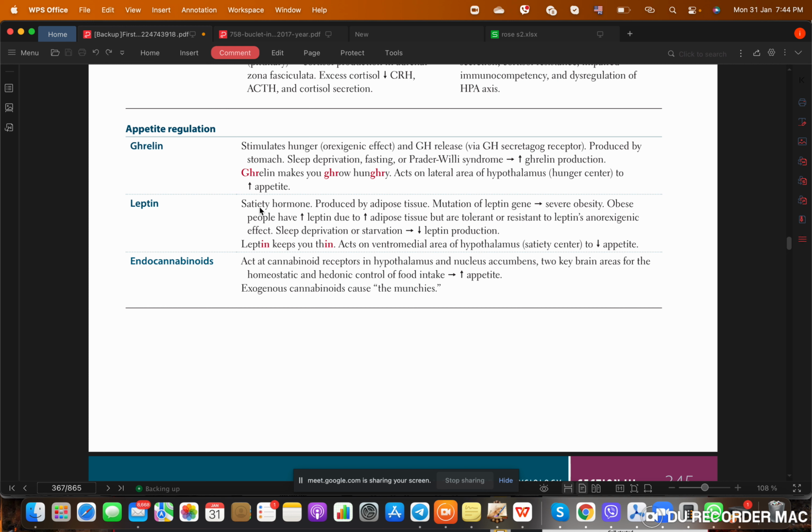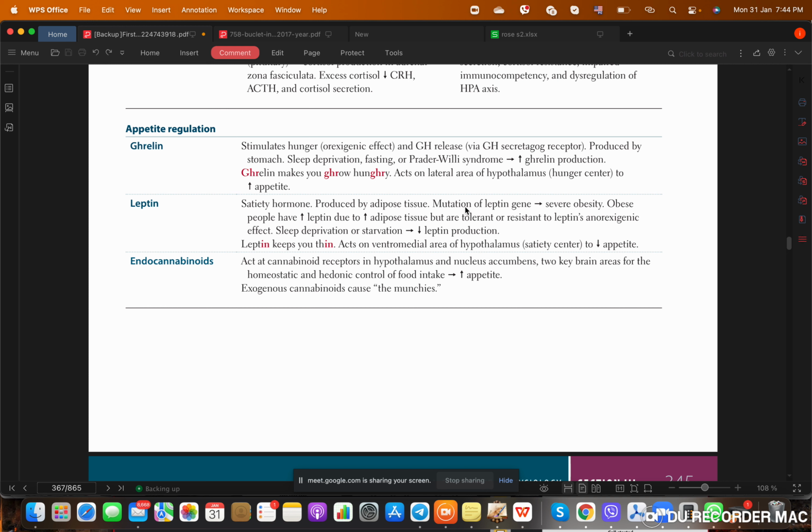So it's the satiety hormone. After you ate, you feel full. Yes, it's Latin and Greek, absolutely. So after you ate, you don't want to eat anymore. You feel this satiety feeling, which is happening because of the leptin, which is produced by the adipose tissue. So a mutation of the leptin gene can lead to severe obesity.